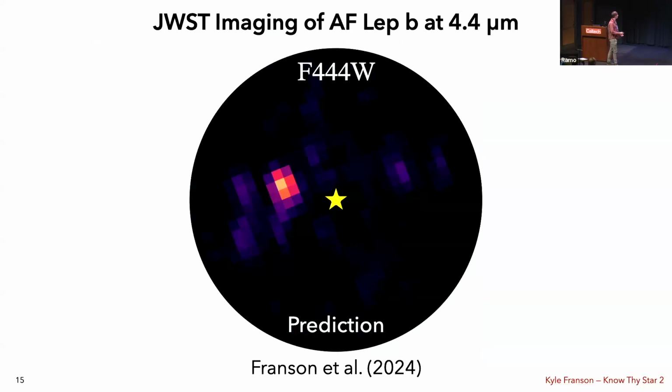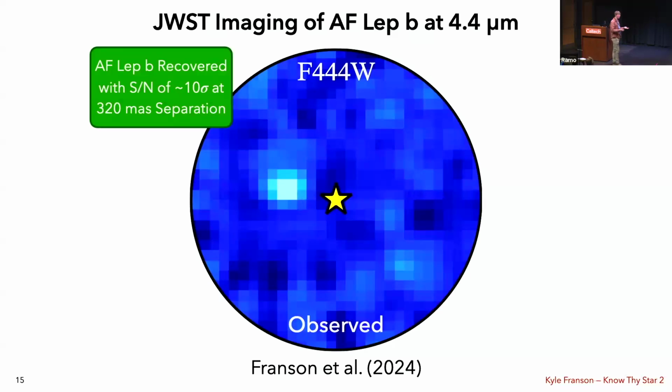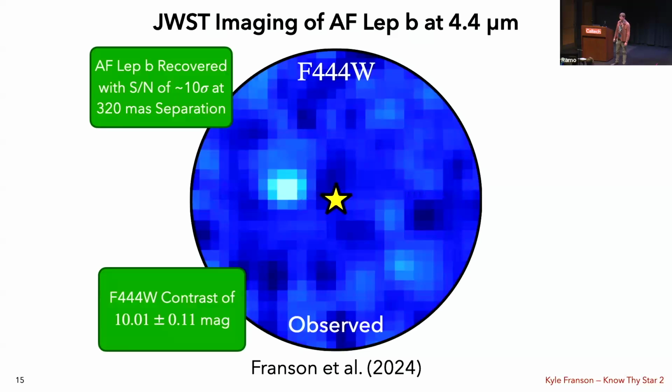Here's what the prediction was that William, my co-PI, generated when we were submitting the proposal. But of course, you don't really know what your imaging is going to look like until you get on sky, and we're in this really challenging regime. Okay, so this is the prediction, and then this is what we observed. We see AF Lep b right where we expect it to be at its current separation of 320 milliarcseconds, at a high signal-to-noise, 4.4 micron contrast of 10 magnitudes.